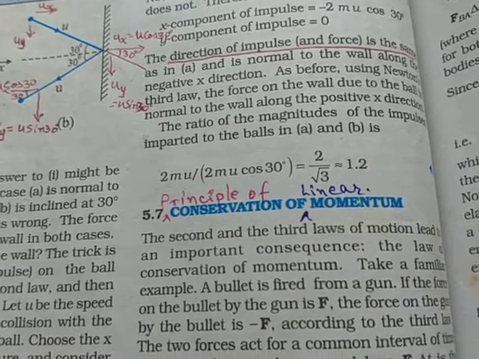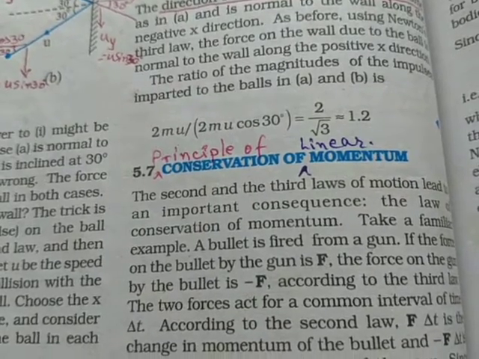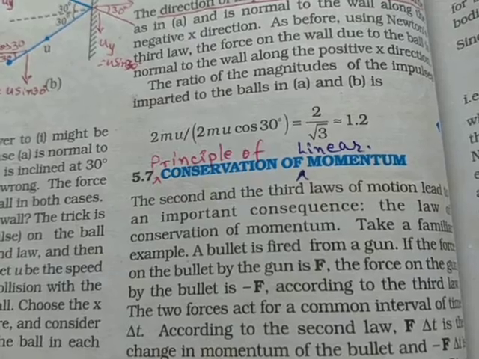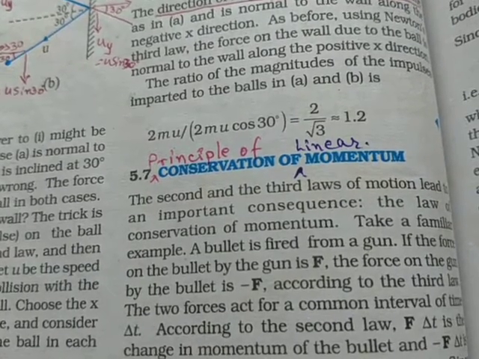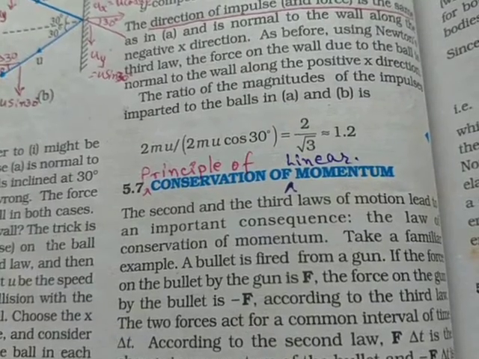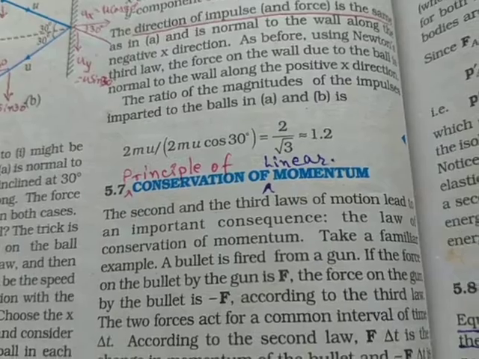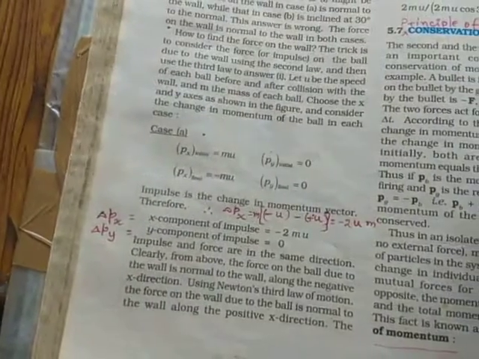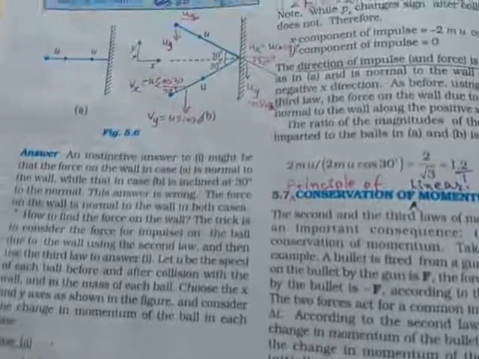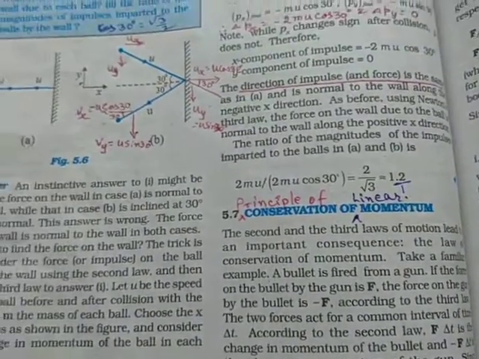change in momentum in the first case divided by change in momentum in the second case, and that becomes minus 2 mu divided by minus 2 mu cos 30 degree, that becomes 1 by cos 30 degree, and that becomes 2 by root 3, which is found to be 1.2 divided by 1. So this is the ratio of impulse imparted in both the cases.